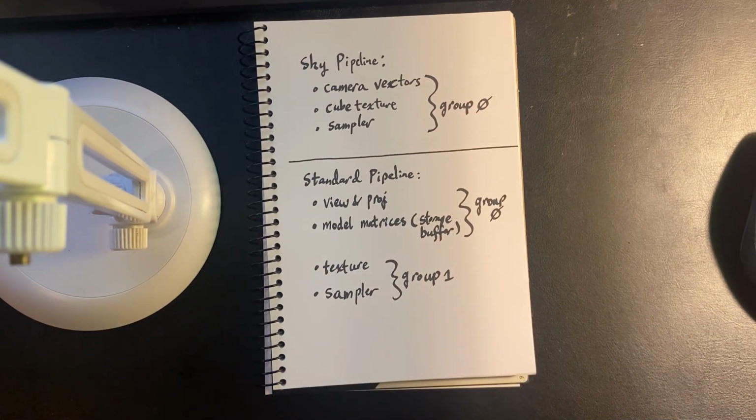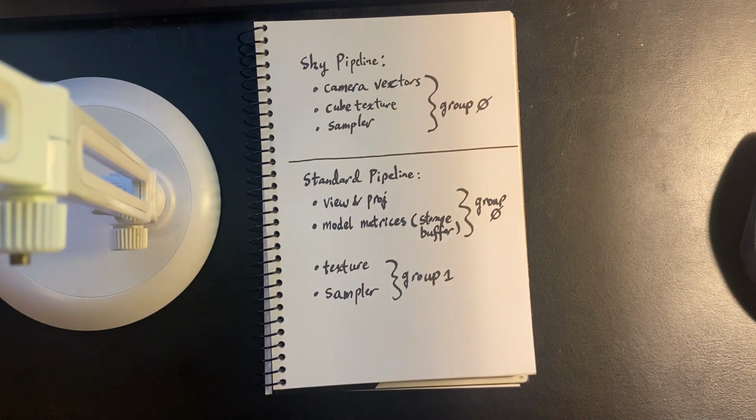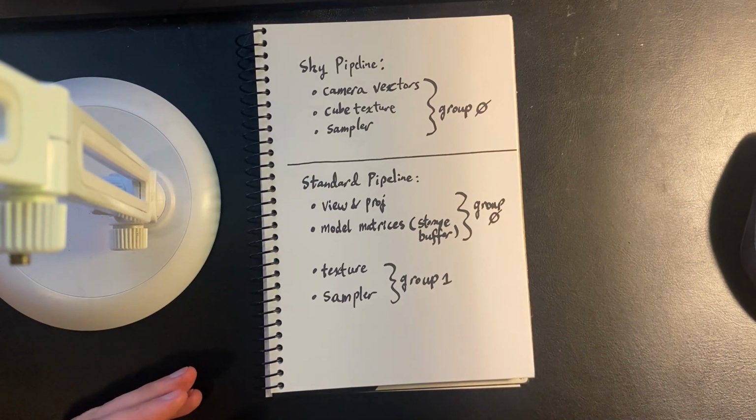So here's the situation. We are making the sky and then we're rendering the scene. And those are actually going to use two different shaders. They're going to use two different pipelines, but they are going to use the same render pass. When I get to the code, I'll explain how I stitch that all together.